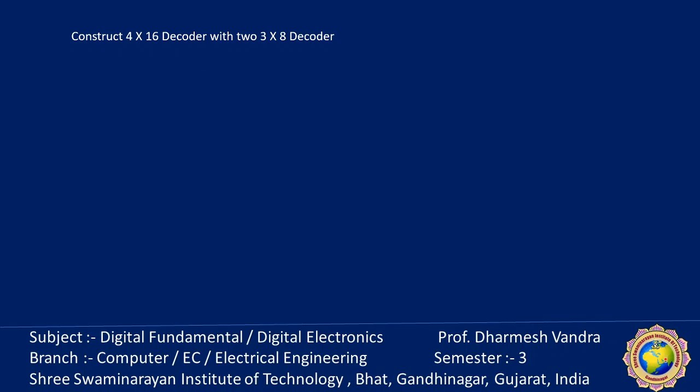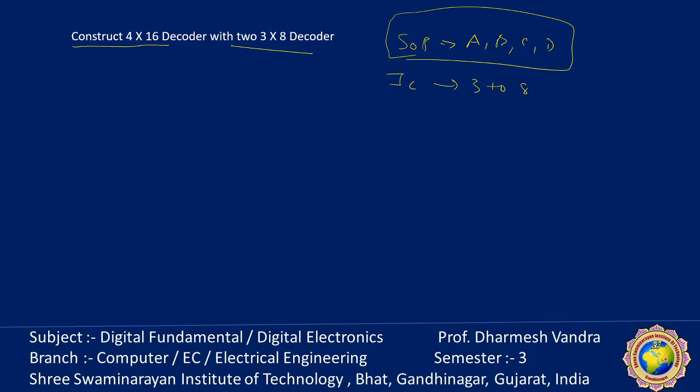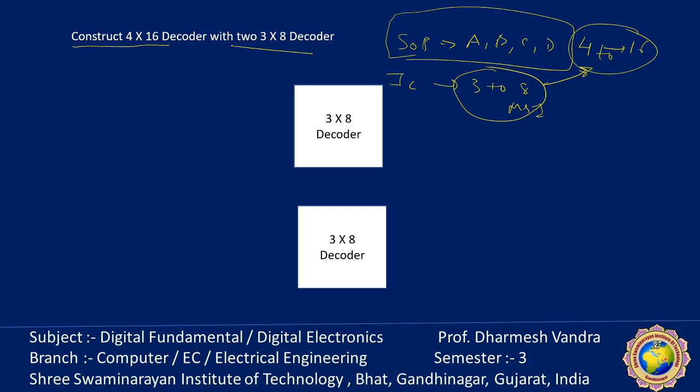Suppose we have to design another thing. Suppose I require a circuit whose input is in sum of product terms A B C D. Four inputs are there, but I have an IC which is a 3 to 8 decoder. But here which decoder is required? Four inputs, so a 4 to 16 decoder is required. So how can I use this MSI 3 to 8 decoder in the particular application of 4 to 16? So 3 to 8 decoders are required, 2 of them.